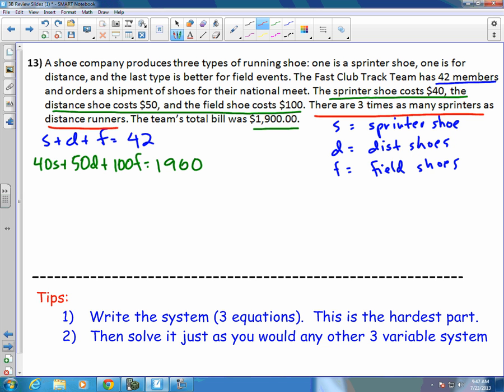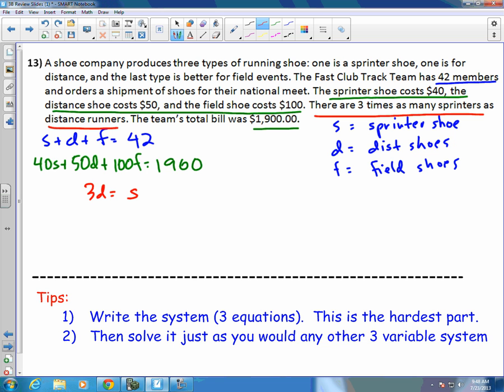So what does that mean? That means like if there are 15 sprinters, then there would be 5 distance runners. So 3 times the number of distance runners equals the number of sprinters. And it's because I could think about it.